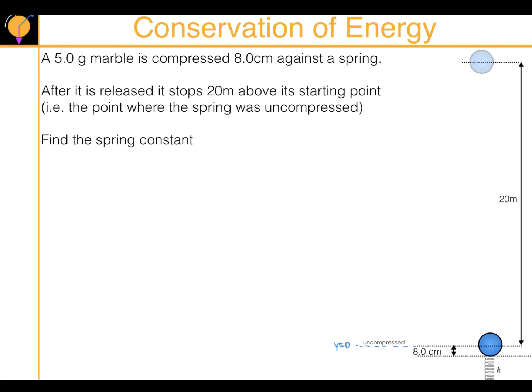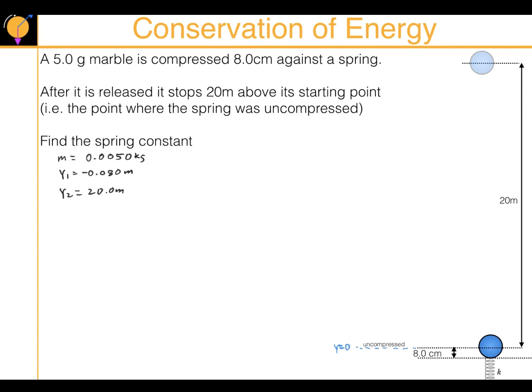So let's write down everything we know here. What do we know? We know that the marble has a mass of 5 grams, which is 0.0050 kilograms. We know that the initial height of the marble when it's compressed is 8 centimeters. It's actually minus 0.080 meters. That's the initial compression because it pushed it down. I'm going to take up to be positive. We know that its final height is 20 meters.